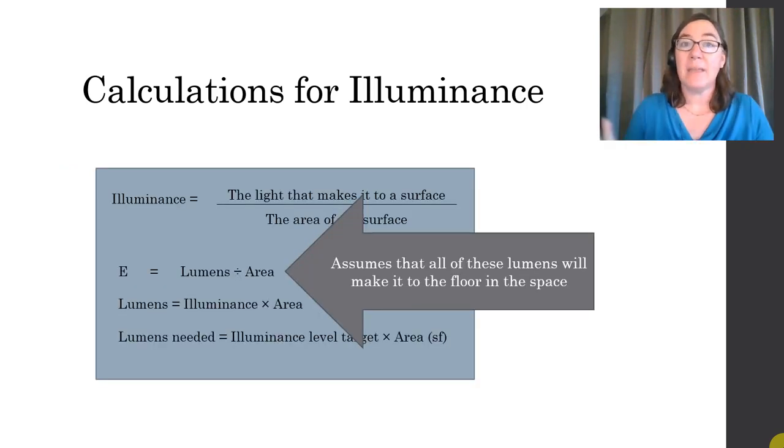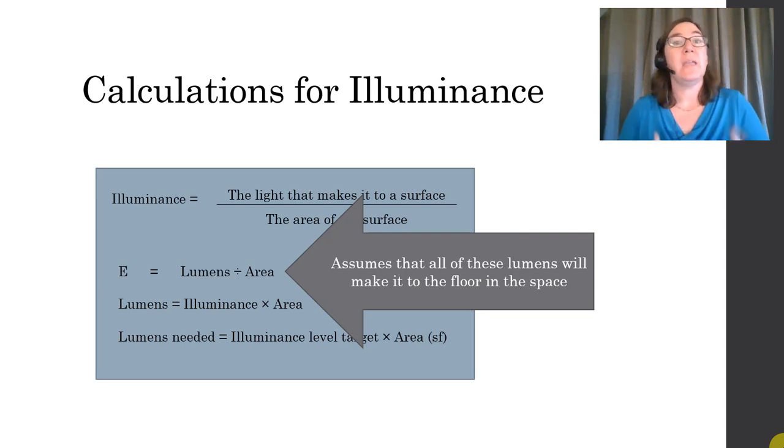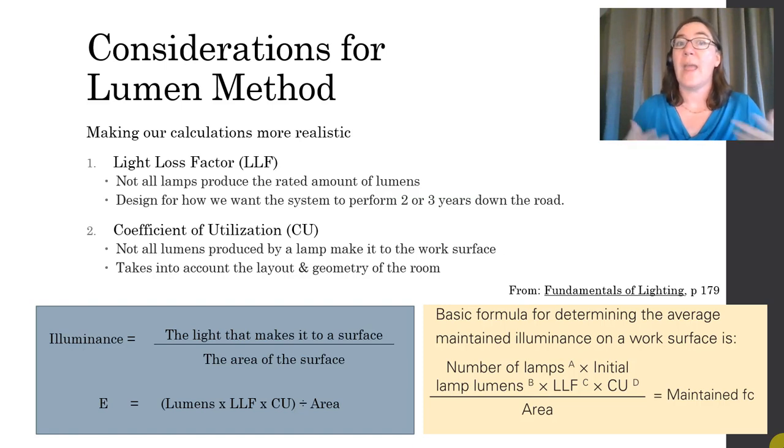Illuminance is going to be defined as lumens divided by area. But there's a big caveat with this equation. It assumes that all of the lumens emitted by a lamp, by a luminaire, will make it to the floor or to the work plane of a space. That's not actually true. So when using the Lumen method, we make our calculations more realistic by including two factors. It's the light loss factor, or LLF, and the coefficient of utilization, CU.